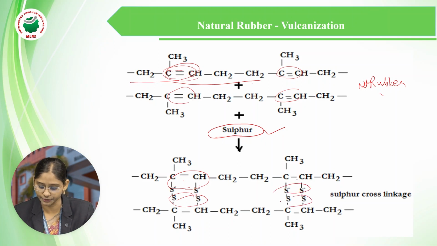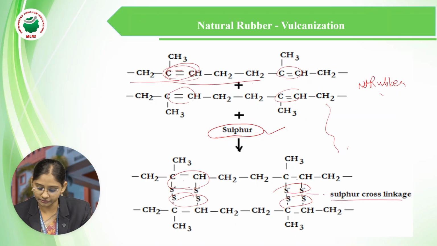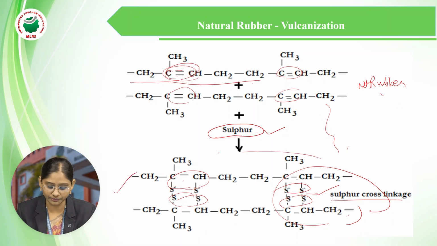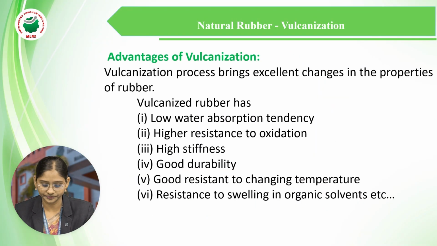Here also sulfur, here also sulfur. Okay, have you observed here? So where the double bond is there, at the doubly bonded site, this sulfur forms a cross link. It forms a cross link. Okay, so now these are the sulfur cross links. Now with the sulfur cross links, this rubber is called what? It is a vulcanized rubber. Okay, this type of rubber is named vulcanized rubber.